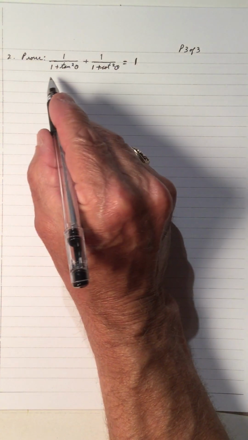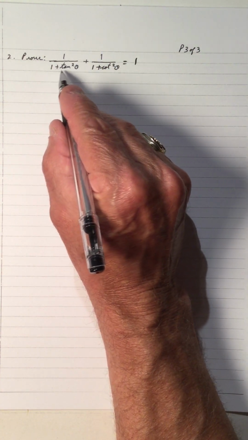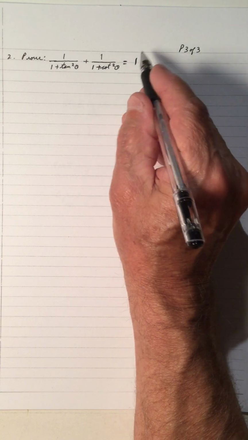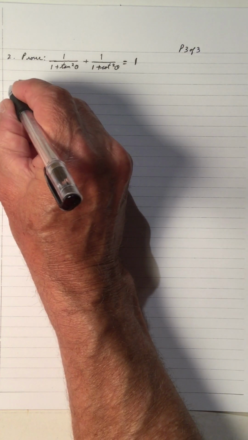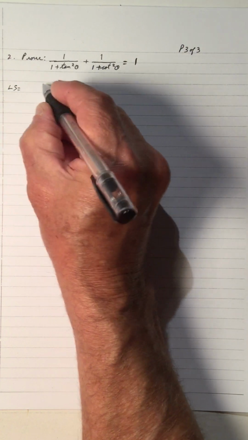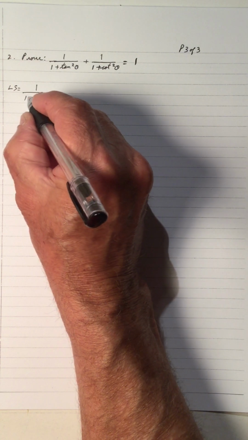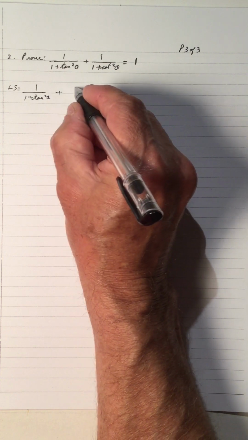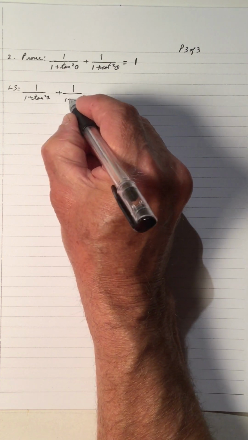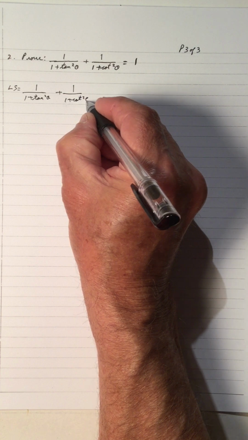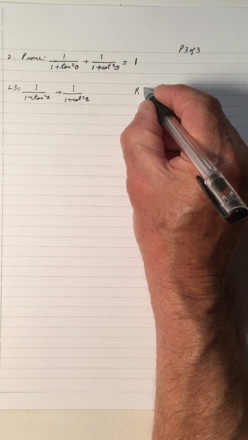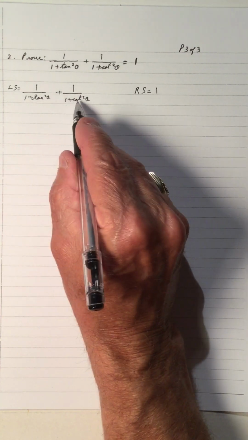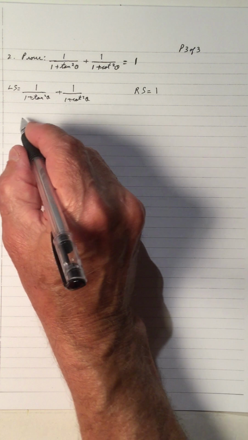Now, number 2, prove that 1 over 1 plus tan squared plus 1 over 1 plus cot squared equals 1. So again, we have a left-hand side, and the left-hand side is 1 over 1 plus tan squared theta, and 1 over 1 plus cot squared theta, and the right side is equal to 1. So again, we have to prove that this side here comes out to be a 1.